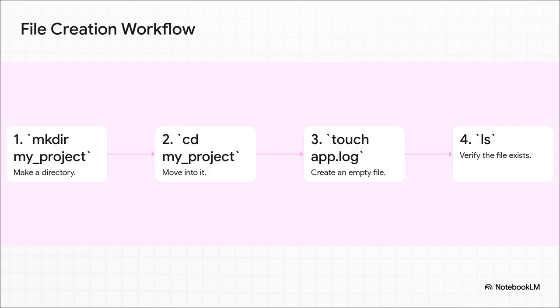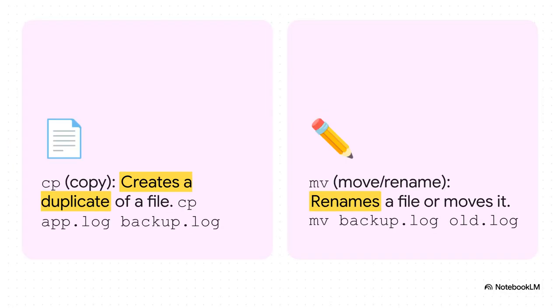Now for a new one, touch. This command just creates an empty file for us. And finally, how do we confirm it's there? We just use ls again. See? It's a complete logical loop. Of course, once you have files, you need to manage them. The cp command is for copy. Here, we're making a duplicate of app.log and calling it backup.log.